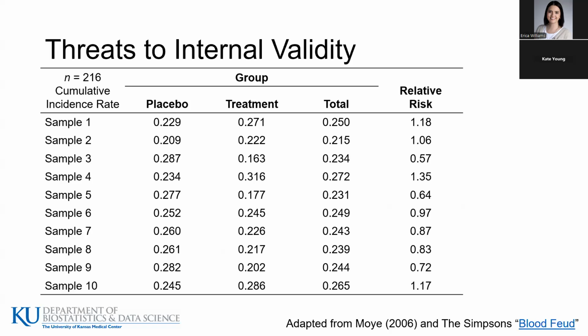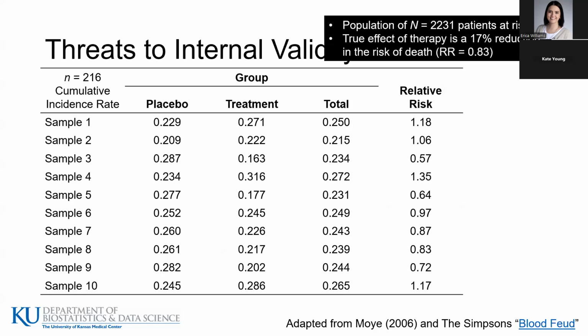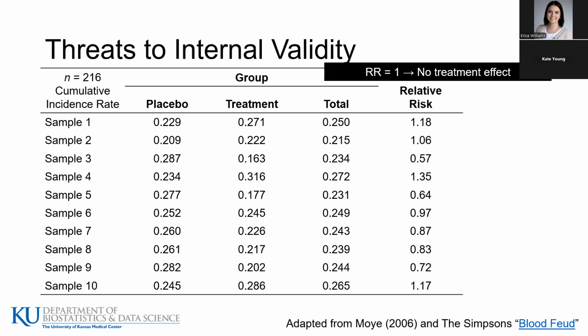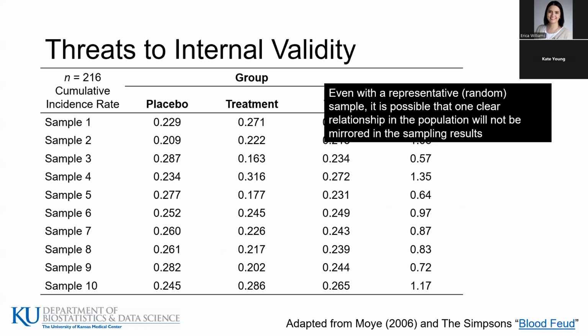So as an example, we're going to consider a population of about 2,000 patients who are at risk of some disease who undergo an infusion therapy. So the true effect of this therapy is a 17% reduction in the risk of death or a relative risk of 0.83. Note that the relative risk of 1 indicates no treatment effect. So say that we conduct 10 randomized trials where each of these studies was conducted in the same way, but only in a random sample of 216 patients.